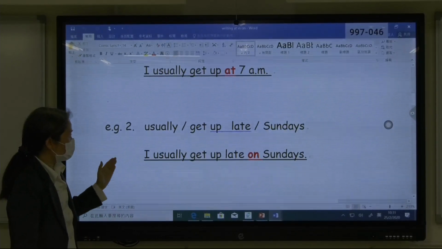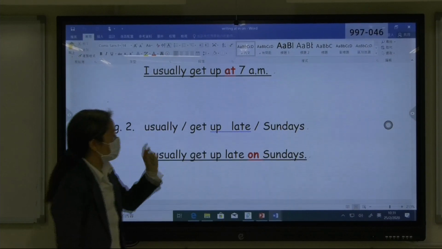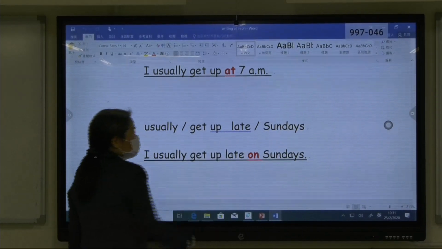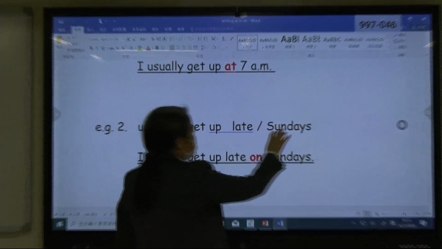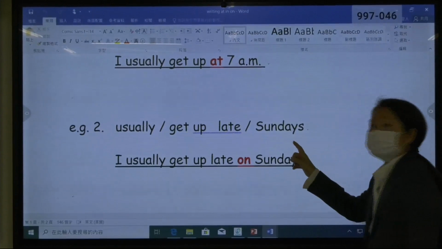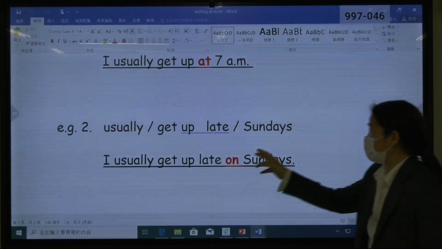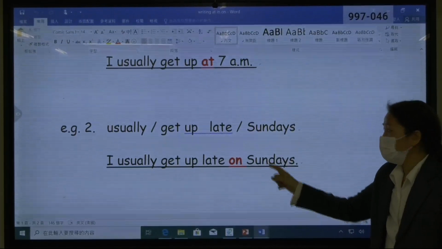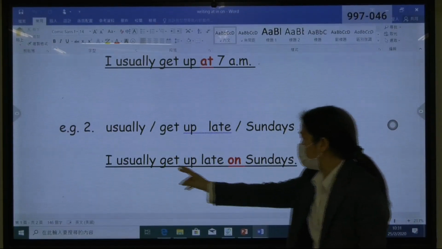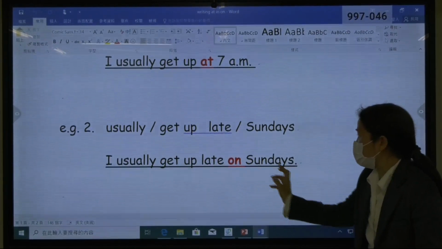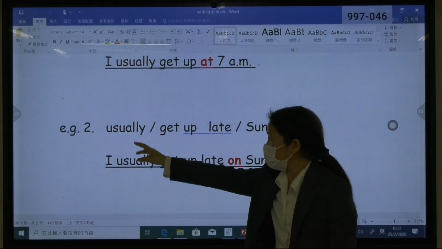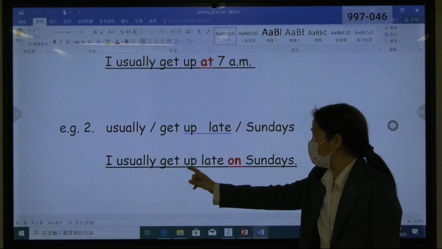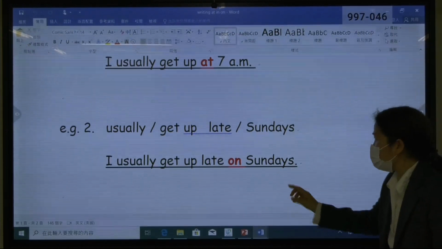And then example 2. This one. Pay attention to the days here. Sundays. Day. So in this case, days we use which one? As in on. So here we use on Sundays, and then add a subject to make a complete sentence. So this one, I usually get up late on Sundays.